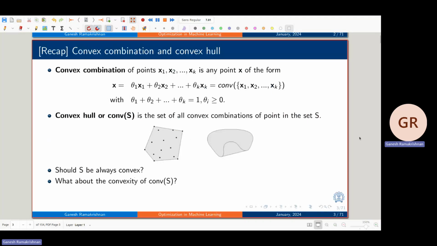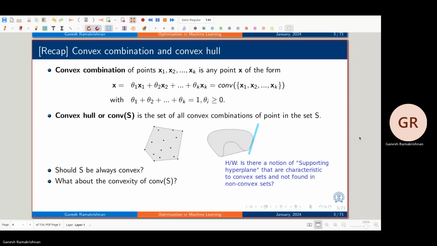But then we are trying to also delve into what this leads to. What is the implication? Is there a notion of supporting hyperplanes that are characteristic to convex sets and not found in non-convex sets? Supporting hyperplane would mean that at every point in the set there's a tangent, and it should happen that all the points in the set lie on one side of that tangent.